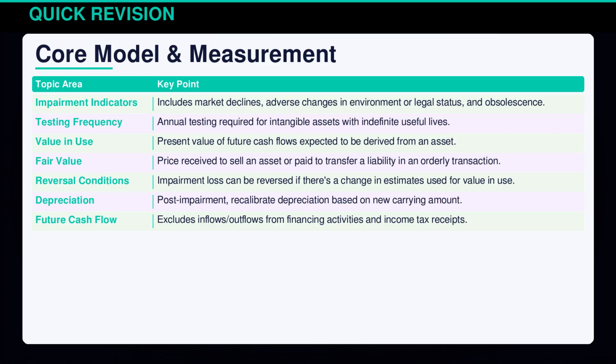Indian Accounting Standard 36 requires annual testing for impairment, especially for assets with indefinite useful lives. Look for indicators like market declines or legal changes. Measure impairment using value in use, the present value of expected cash flows. Fair value reflects the market price of an asset in a transaction. Remember, impairment losses can be reversed, affecting future depreciation calculations.